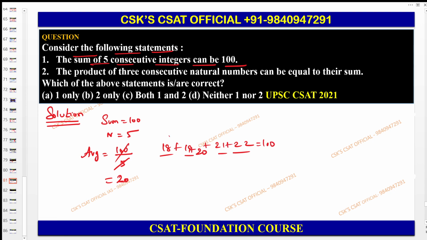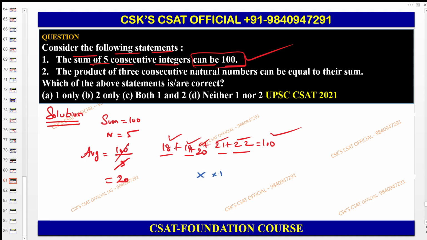Yes. The sum of the 5 consecutive natural numbers can be 100. Yes, can be. Not always. Yes, it says can be. So therefore statement number 1 is right. Everyone understood this one? First statement? Yes, sir. Or else do you people need an equation method? This is simple. Do you people need an equation method? Huh? Equation method means I will tell you the equation method. Anybody need an equation method?